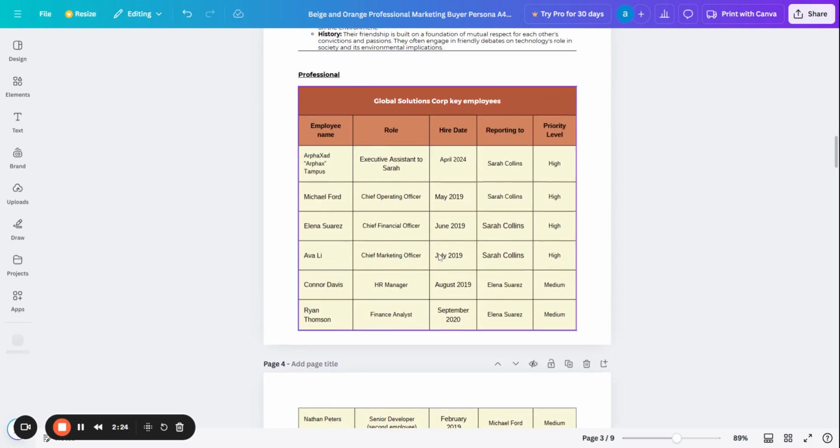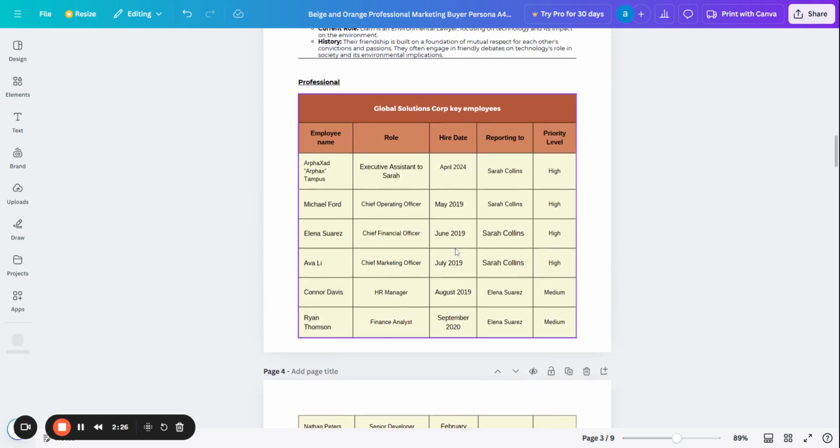On the professional side, I made this table to show you how I organize people's name and information in my client's internal team. Here I include the role, their hire date, their priority level. I made it this way because for me it is very well structured and organized.